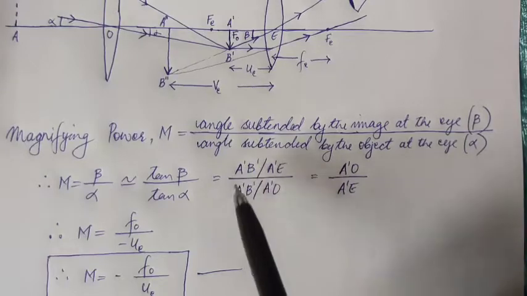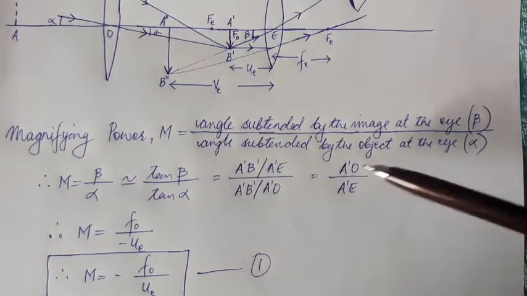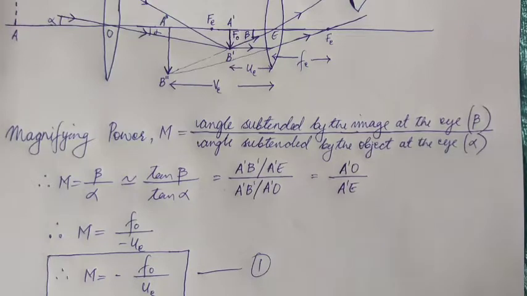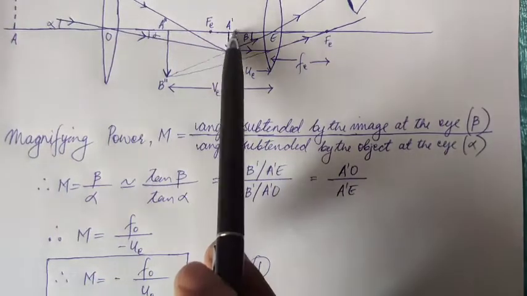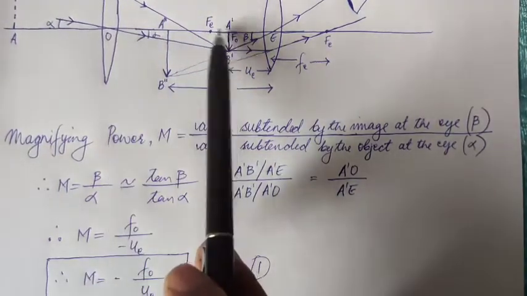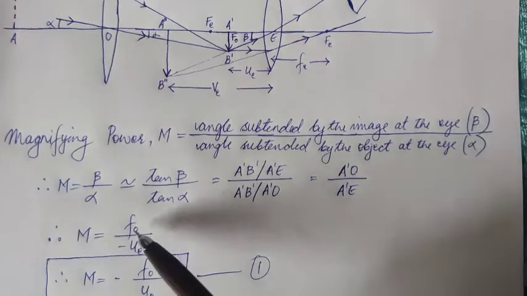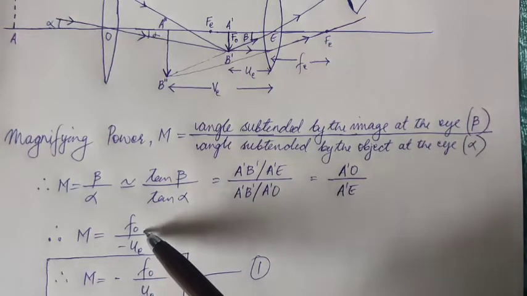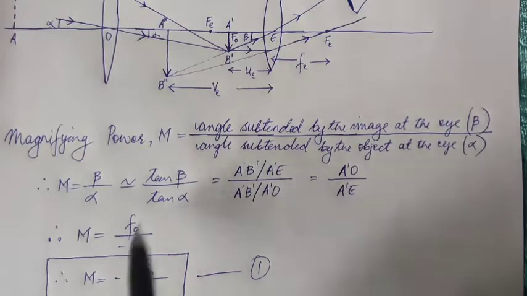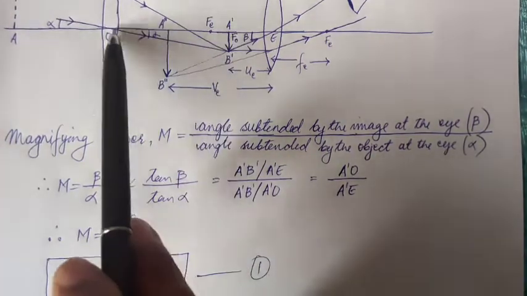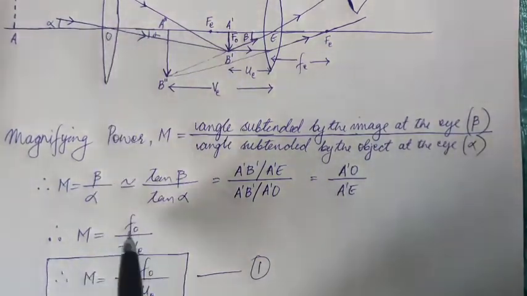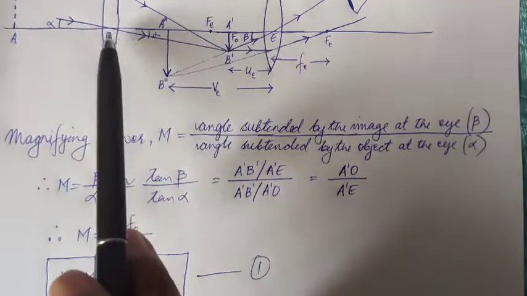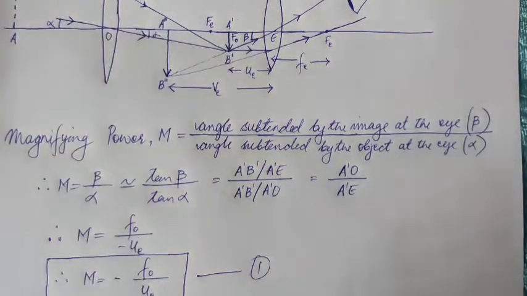So A'B', they divide each other, and we are only left with A'O divided by A'E. Now what is A'O? A'O, like we've already mentioned before, is the focal length of your objective. So f0 is the focal length of the objective, and by the way, this OA' or A'O, f0, is positive, since it is on the right hand side of the optical center for the objective. So we are also incorporating sign convention. So f0 is positive.